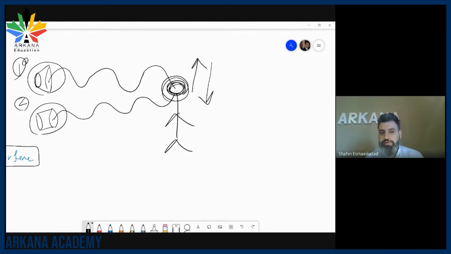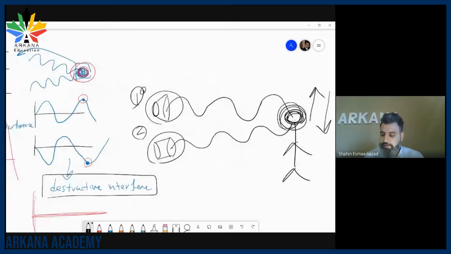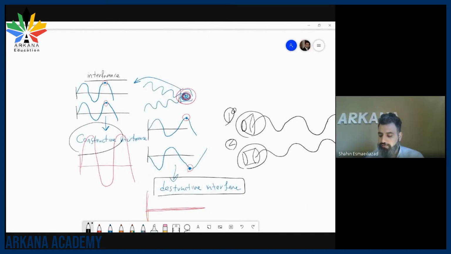If you have two speakers, the only thing you need to pay attention to is the waves that are going to interfere. They're going to interfere with each other in a destructive manner. Because if they happen to interfere constructively, you will hear a louder noise. You will experience a louder wave. They will construct a bigger wave.